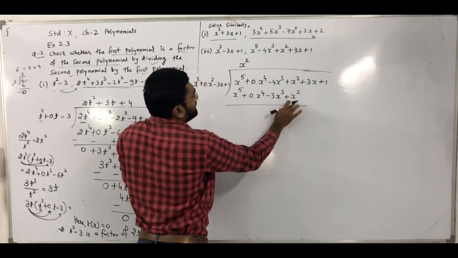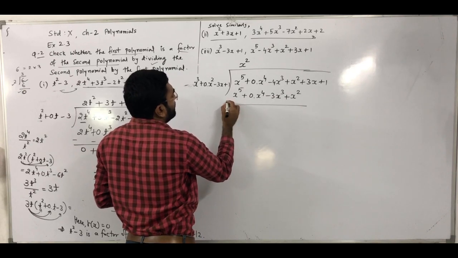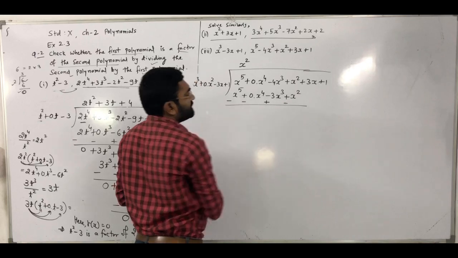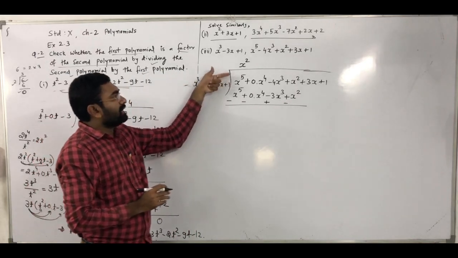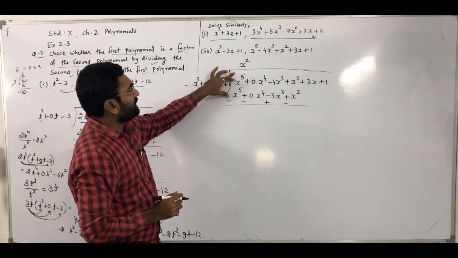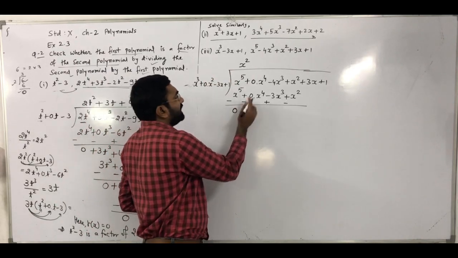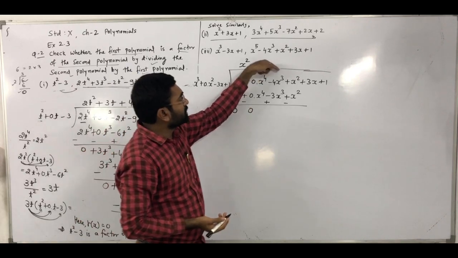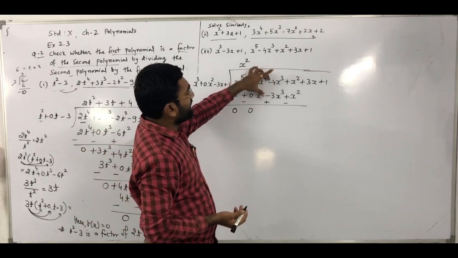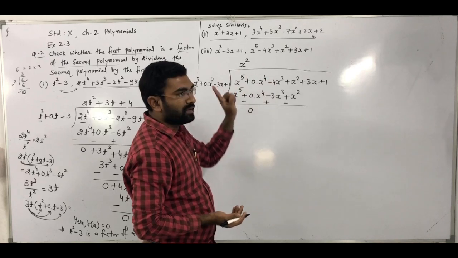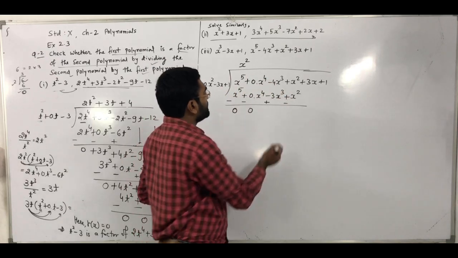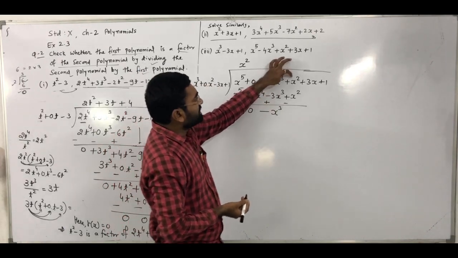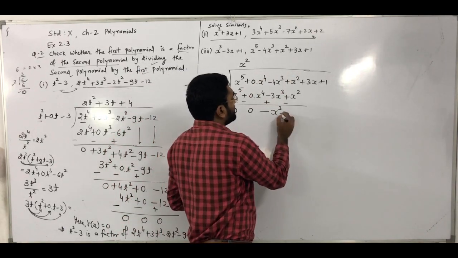Now all the terms' signs we have to change. Plus becomes minus, plus becomes minus, minus becomes plus, plus becomes minus. Now see, add all these terms. X raised to 5 minus x raised to 5 is 0 only. That term is 0 and that term is 0, so we get 0 only. Minus 4x cube plus 3x cube: minus plus minus, so 4 minus 3 is 1, but the bigger number's sign we have to consider. So we get minus 1 into x cube. Now plus x square minus x square is 0 only.